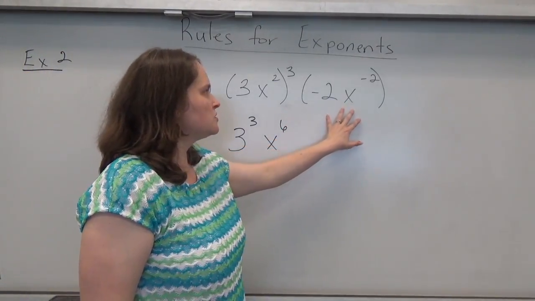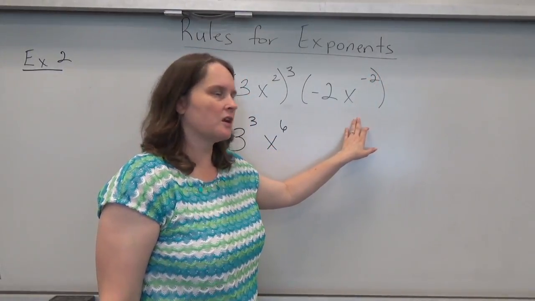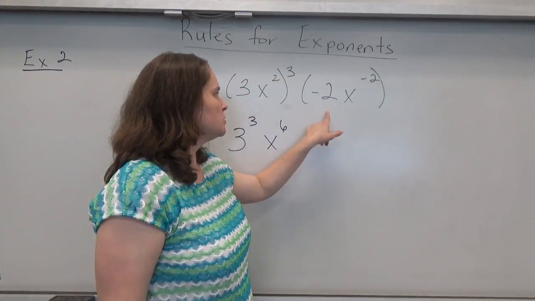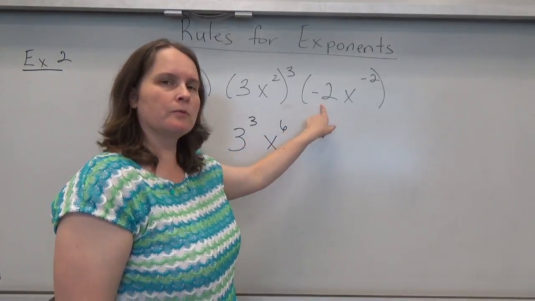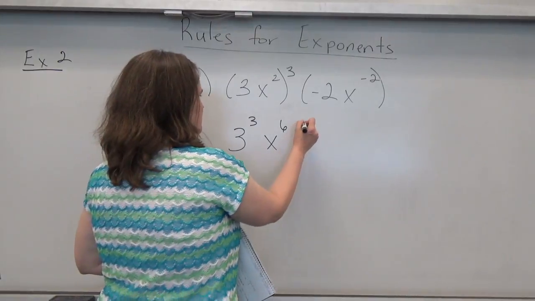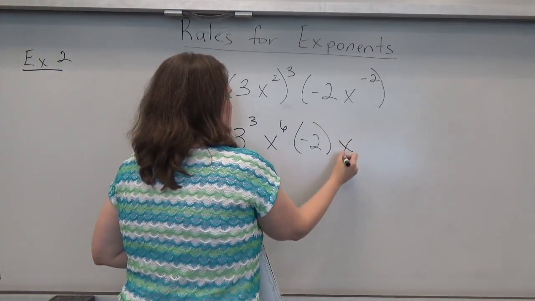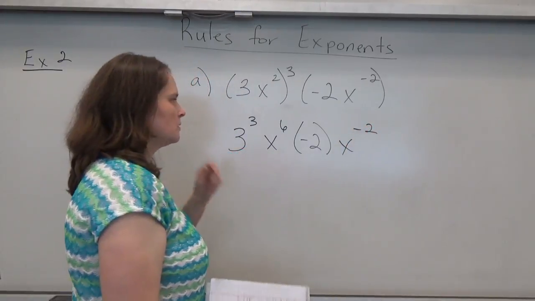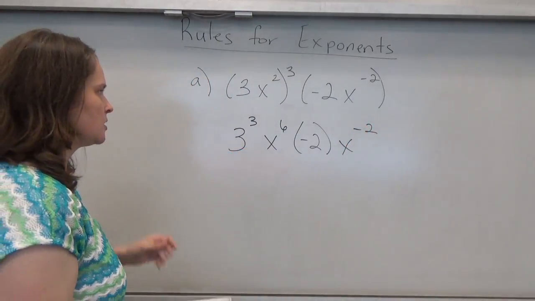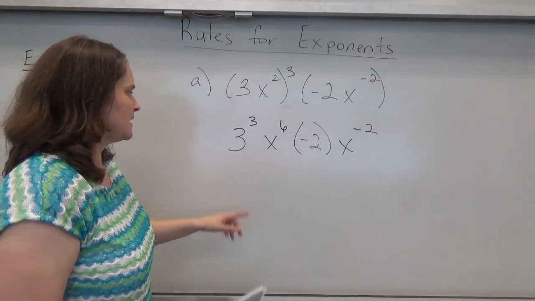Over here, again, there's no outside exponent to apply. So we're just going to copy it just like it is right now. The negative 2, I'm going to put my negative 2 in parentheses so that I know that it's being multiplied. If I don't put parentheses, it's going to look like we're subtracting it. So all of this is simply being multiplied together. 3 to the third power gives me 27.